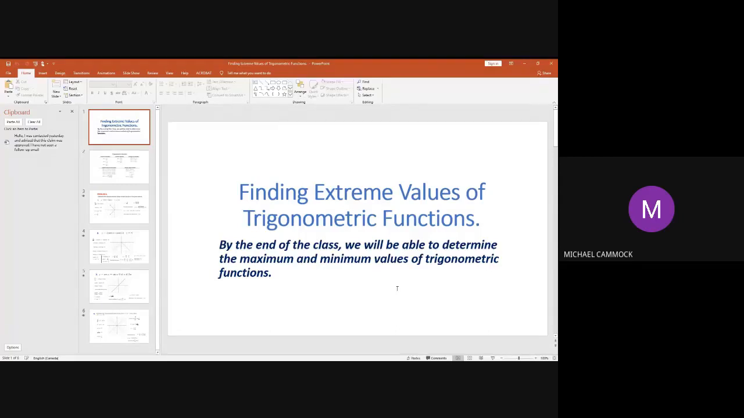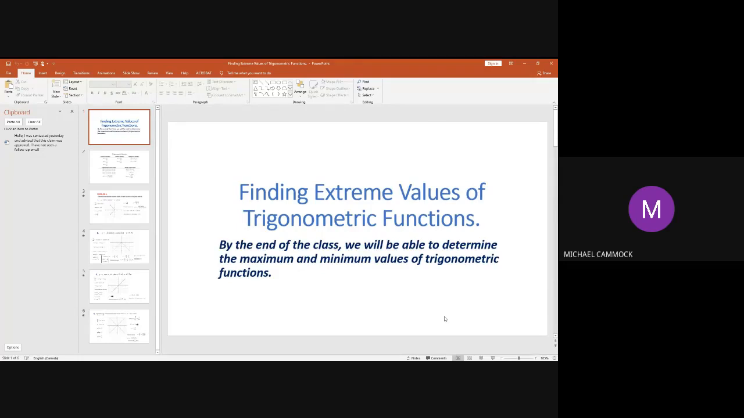Okay, so what do we mean by finding extreme values? We've done this before. We have used functions where we had to figure out what the highest value was within a particular interval, what the lowest value was within a particular interval. We've done that, and there was what we call an algorithm for doing that. But now we're going to do the same thing, but for trigonometric functions.